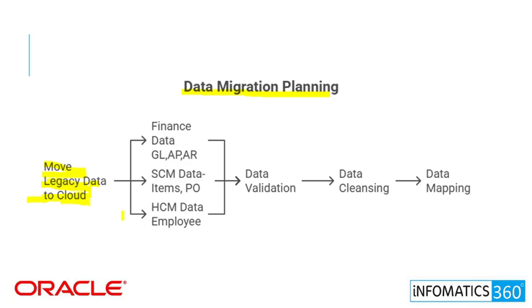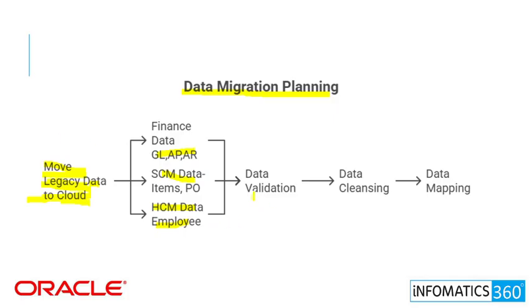We handle different types of data, like GL, AP, AR, SCM. When it comes to finance, we will handle the GL, AP, AR, FA and cash management data. When it comes to SCM, items, purchase orders, and the like. When it comes to HCM, we involve employee related items.